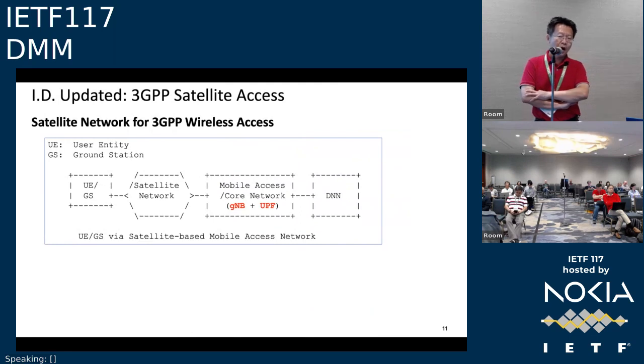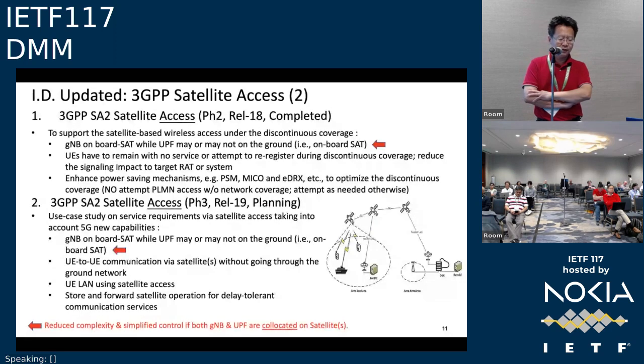Yeah, these are some high-profile use cases for satellite access. The UE or ground station is on the ground, and the mobile access and the core network are on board the satellite. So the components between the UE and GS, and the gNB and ANUB, are going to be deployed on board the satellite.